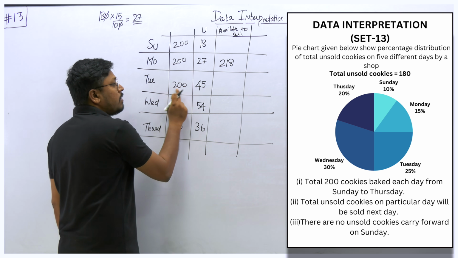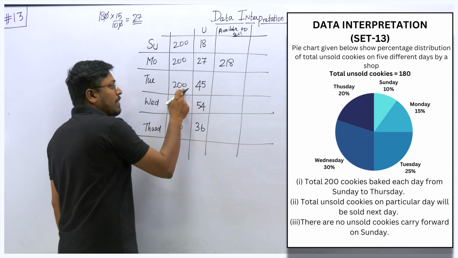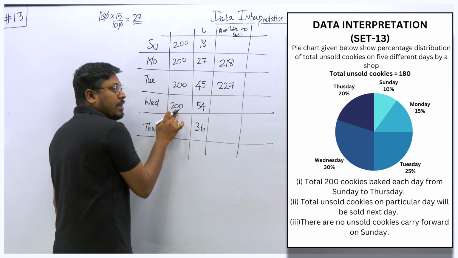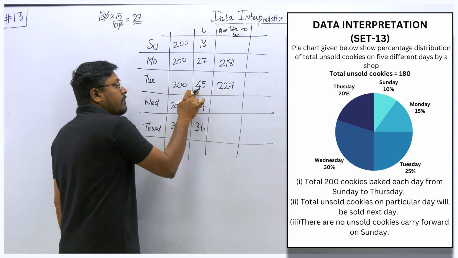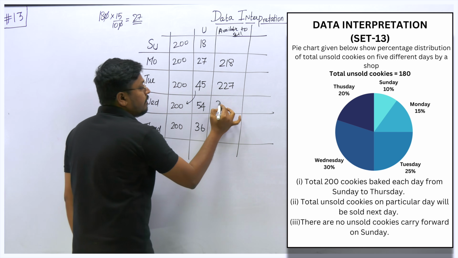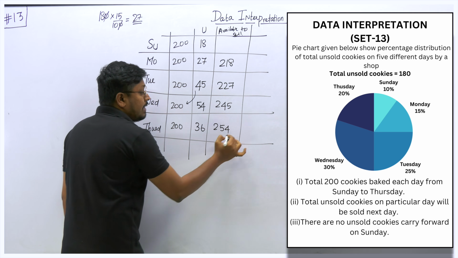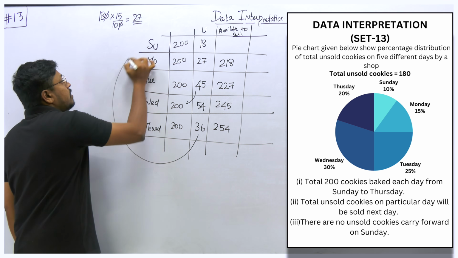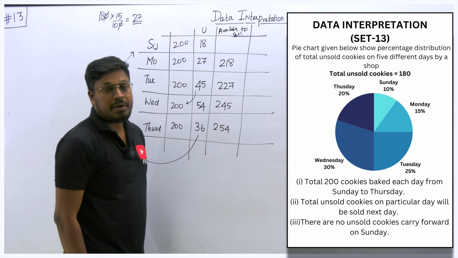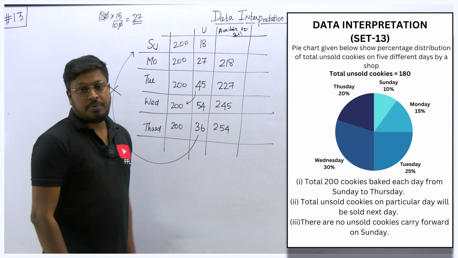Similarly, what about Tuesday? On Tuesday, they usually prepare 200 cookies. But on Monday, how many cookies were unsold? 27. So add 27 to 200. Similarly, on Wednesday, they bake 200 cookies. On Tuesday, 45 cookies were unsold, which is carried forward. So when you carry forward here, 200 plus 45, 245. Now 200 plus 54, 254. And remember one thing, this 36 should not be added to Sunday. Why? Because they have mentioned a point: there are no unsold cookies carried forward on Sunday. So on every Sunday, they are baking new cookies, right?